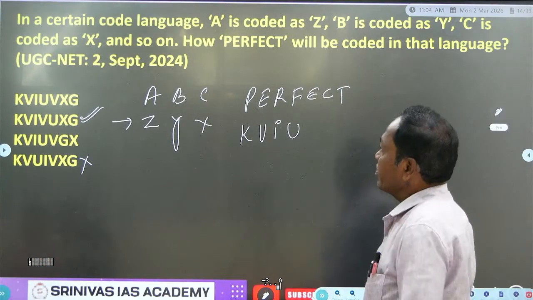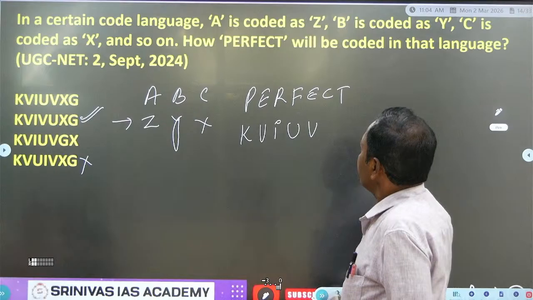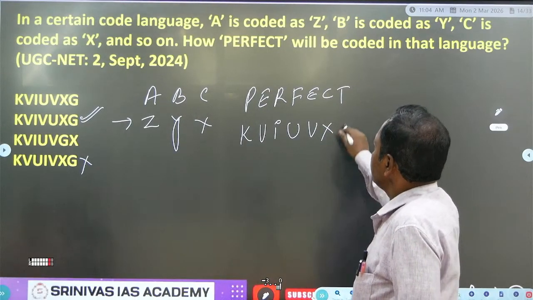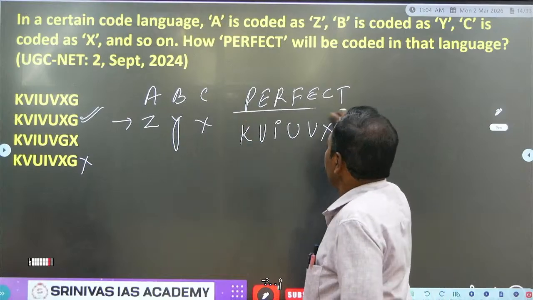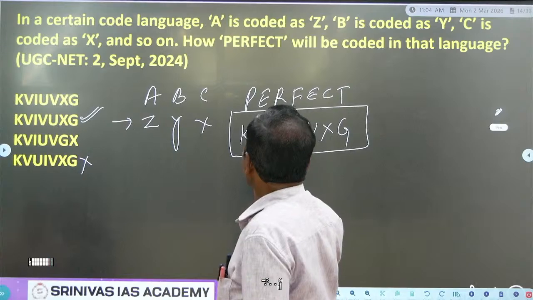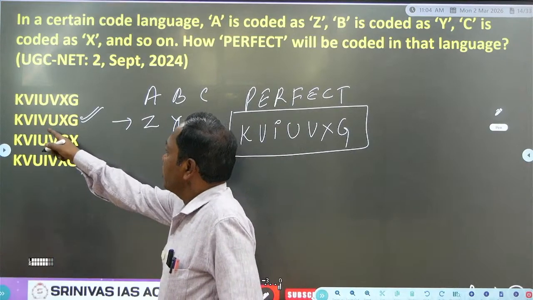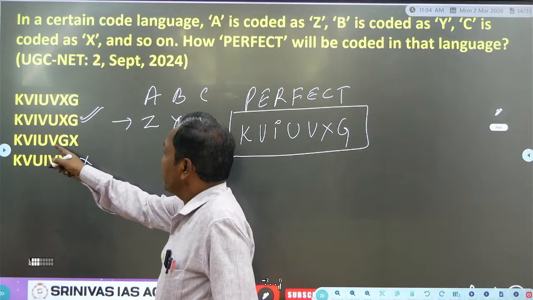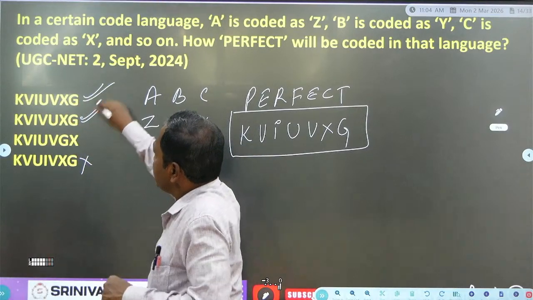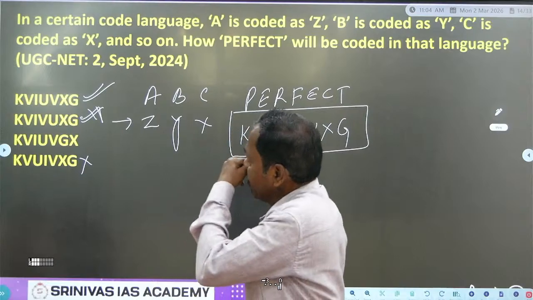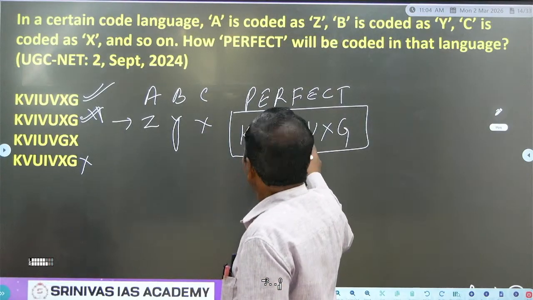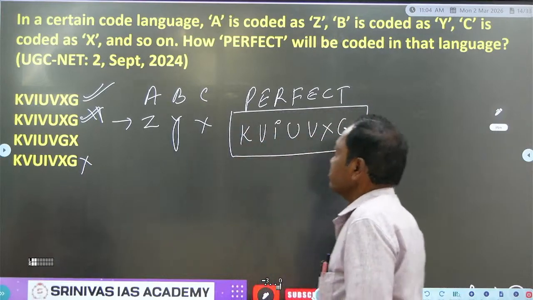E, 5, and C, this is the V. C already it is given, X. T, 20th is a G. So KVI, UVXT. This is the right one. KVI, UVXT. Right.